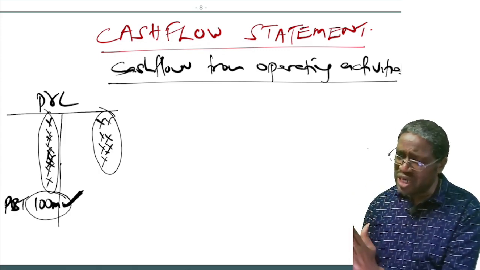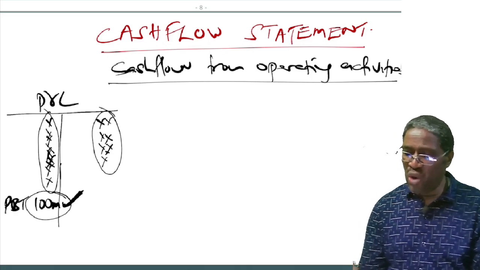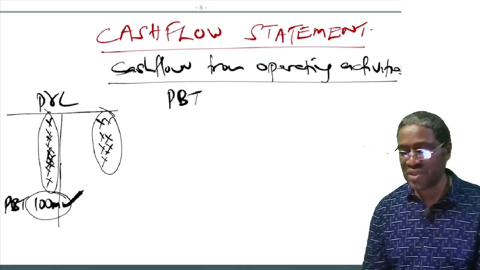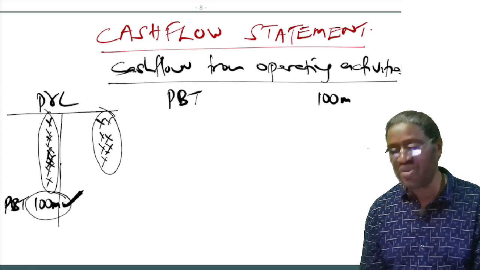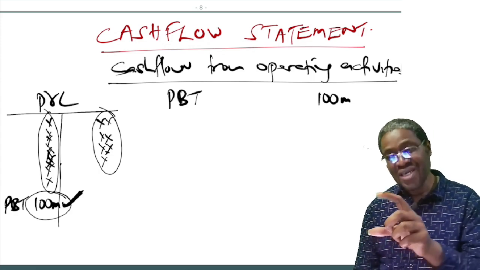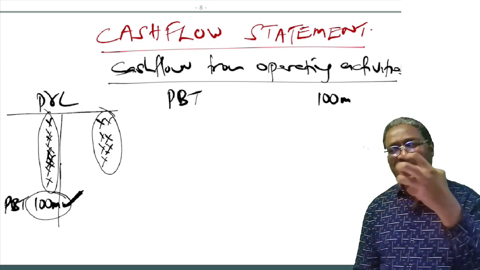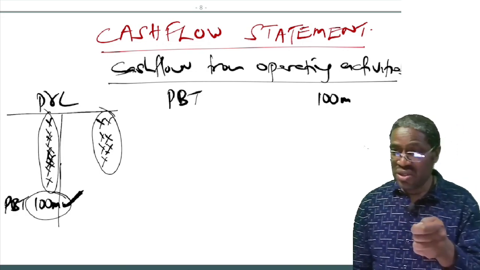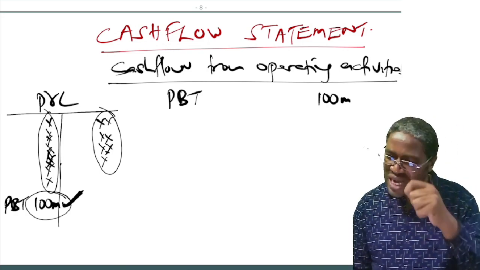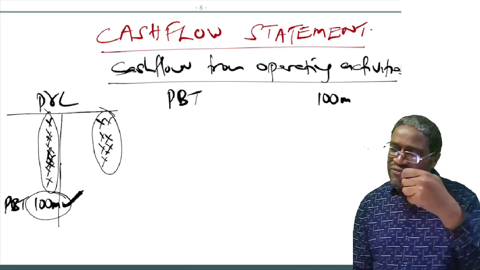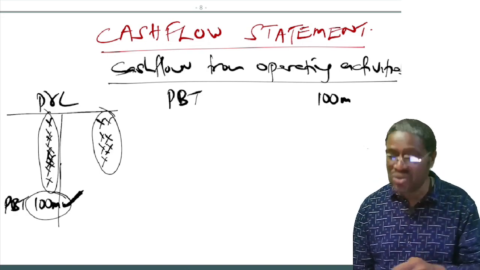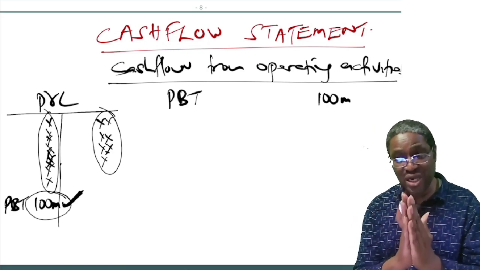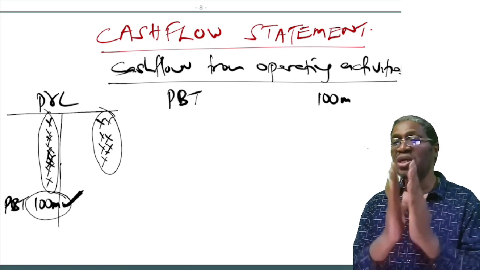So to get this net cash inflow from operating activity, this is a reminder, you had to get the profit before tax, whatever it is, which in my case I'm assuming to be 100 million. Then I adjust that P&L profit with the few items in the income statement which are not by cash. So we normally adjust the profit before tax with all the non-cash items.